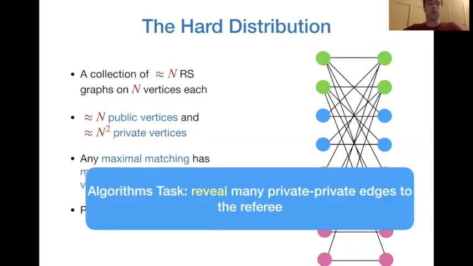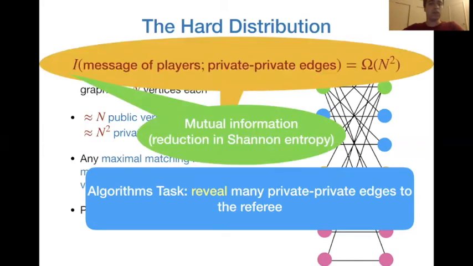That's the algorithm's task. It has to reveal many, many private edges to the referee. And that's the task we are going to prove is hard. A bit more concretely, it means that the mutual information between the message of the players and the set of private edges has to be omega n square, proportional to the number of private edges.